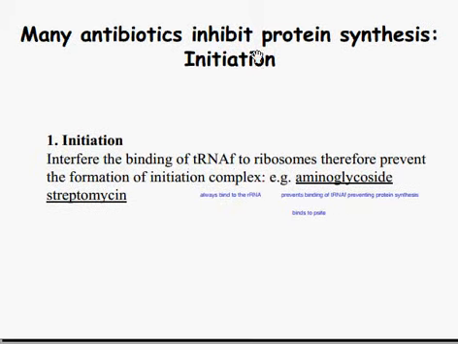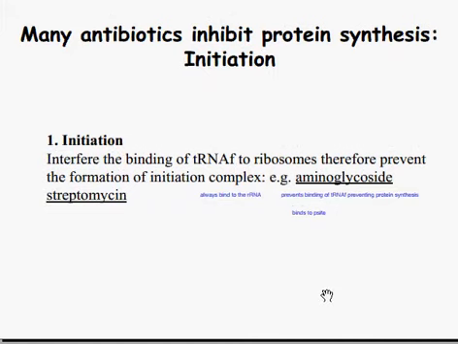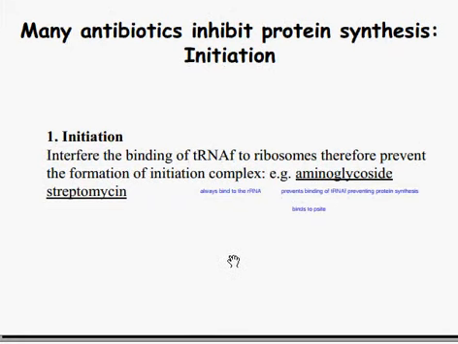Okay, so many antibiotics inhibit protein synthesis initiation. So initiation interferes with the binding of the tRNA-F to the ribosome, therefore preventing the formation of the initiation complex. An example being the aminoglycoside streptomycin, which binds the rRNA, and it prevents the binding of tRNA-F, preventing protein synthesis, because it binds to the P site, the processing site, if you want, in the middle.